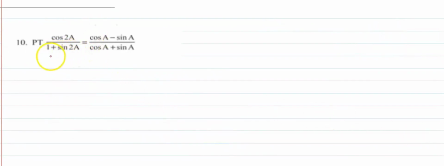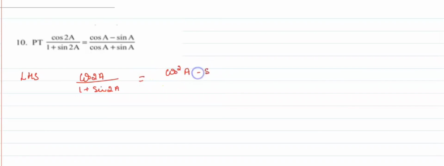Prove that cos 2A divided by 1 plus sin 2A is equal to (cos A minus sin A) divided by (cos A plus sin A). So consider the LHS, whatever is given. That is cos 2A by 1 plus sin 2A. For cos 2A, I have three formulas. Among those, I'll be using this formula, that is cos square A minus sin square A.